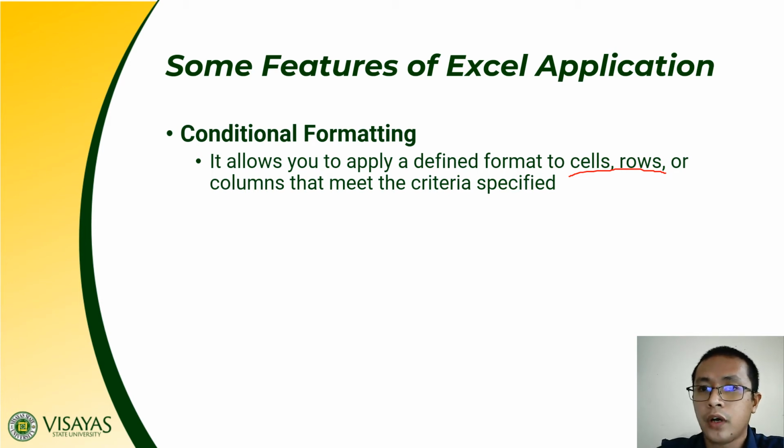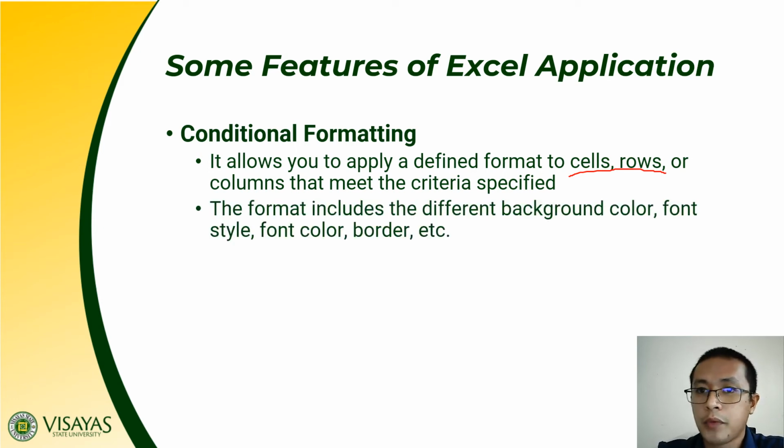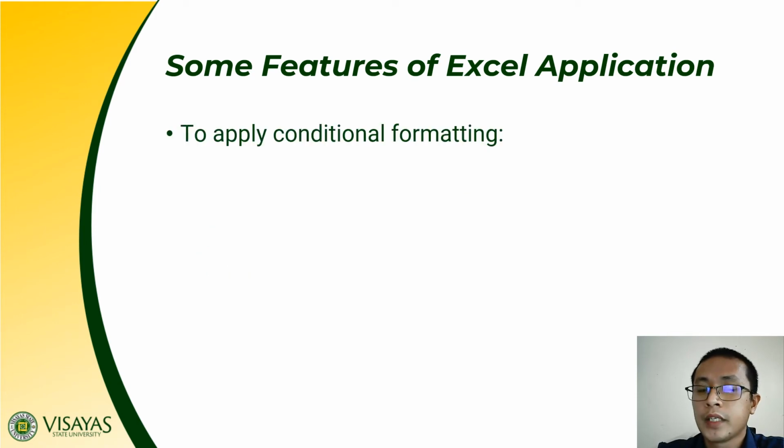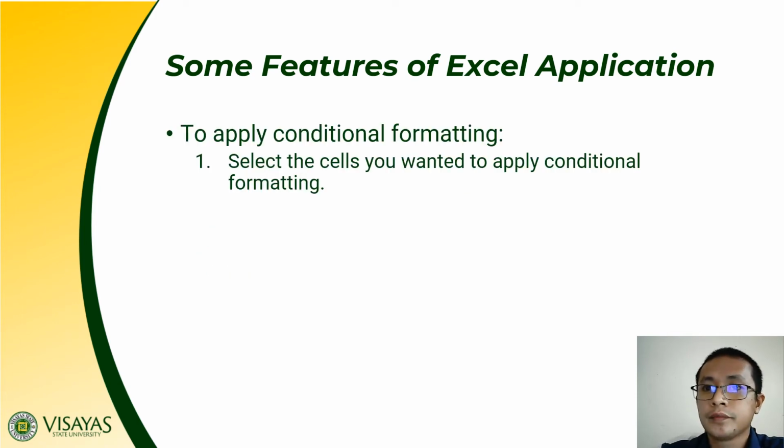font color for all those grades below 75. So we can apply conditional formatting for that, so that these entries will stand out from the rest. And that's the purpose of conditional formatting, to make your cells stand out so that you can easily find this data. To apply conditional formatting, these are the steps.